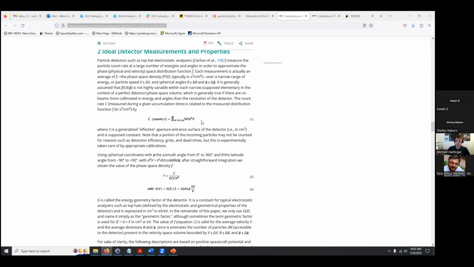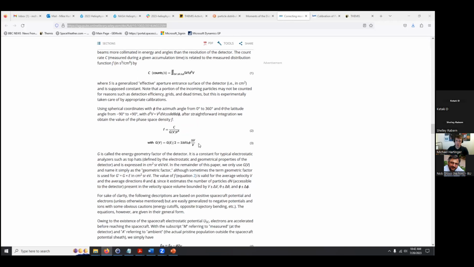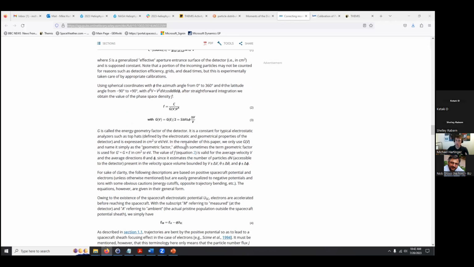And so that's all folded into these kinds of equations where you, for example, are measuring the count rate. Well, this equation here is basically a starting point. So you should see the count rate related to the distribution function. And this is what they've written down as a generalized effective aperture entrance, so it's a parameter that has to do with the details of the detector. If you go down into more of the details here, you read about some of the other things that you need to account for when you convert from counts to a distribution function, and then ultimately to the moments that you're interested in.